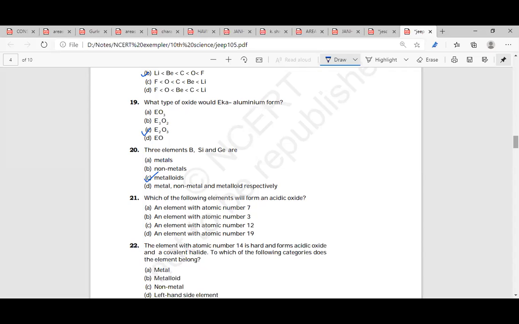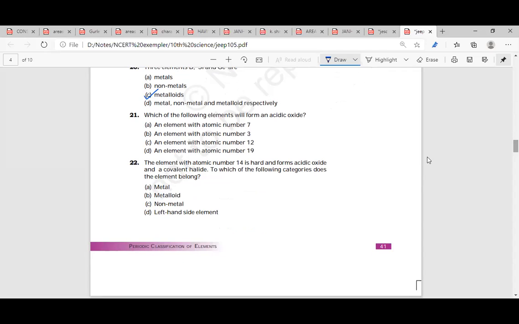Metal forms basic oxides. The element with atomic number 14 forms an acidic oxide and a covalent halide. To which of the following categories does the element belong? Non-metal, because it forms an acidic oxide and a covalent halide. Metalloids form amphoteric oxides.